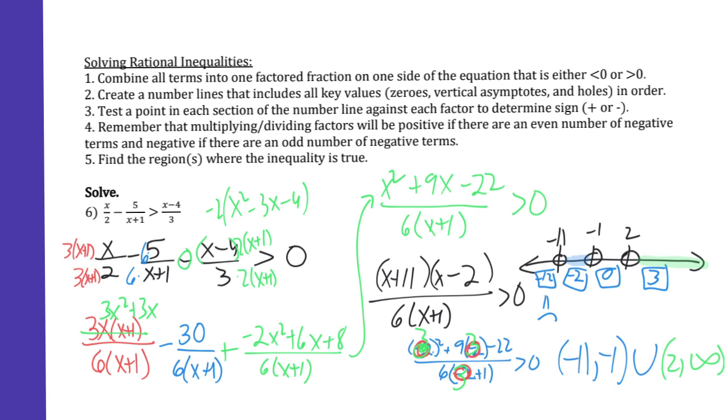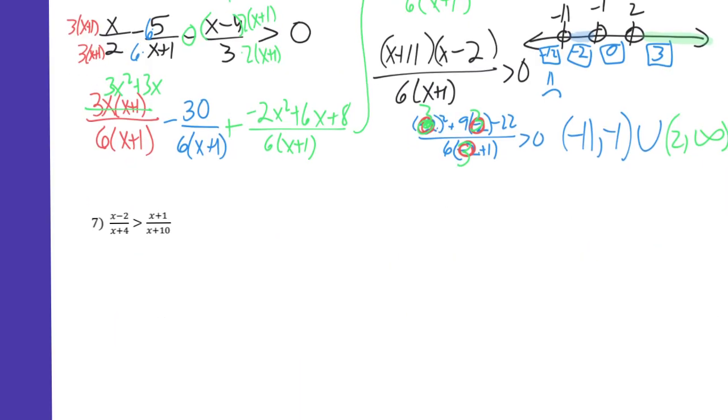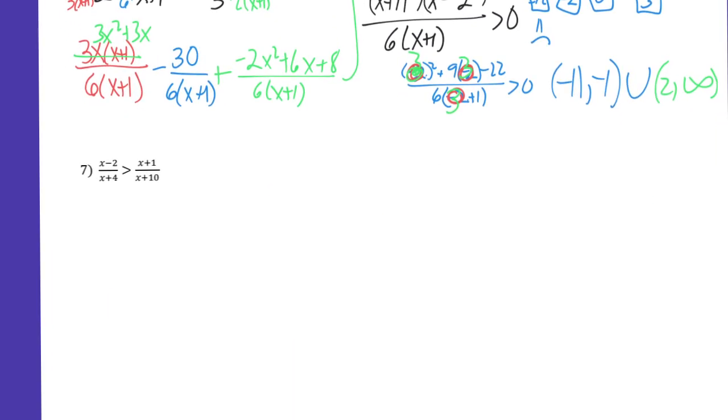And then those answers will be as shown. Okay, so, in class, I would have us do the next question. So let's try this. We want to get everything to one side and make a single fraction. So let's subtract it: (x minus 2) over (x plus 4), and then minus (x plus 1), and then over (x plus 10) is greater than 0. I like 0 on the right-hand side, just to be honest with you.